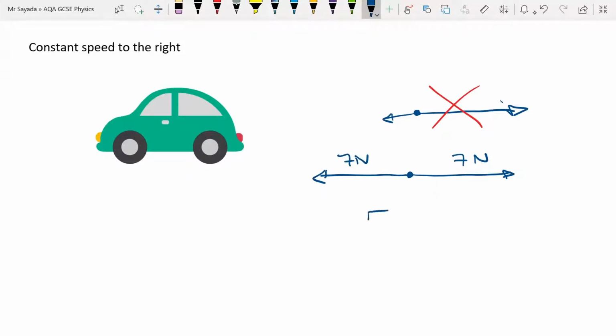Therefore, the resultant force is what? So your answer to the video. The resultant force here would be 0 newtons. So that's a really surprising result. People get surprised by this. When something's moving at a constant speed in a constant direction, the resultant force is actually 0. There are equal forces in both directions.